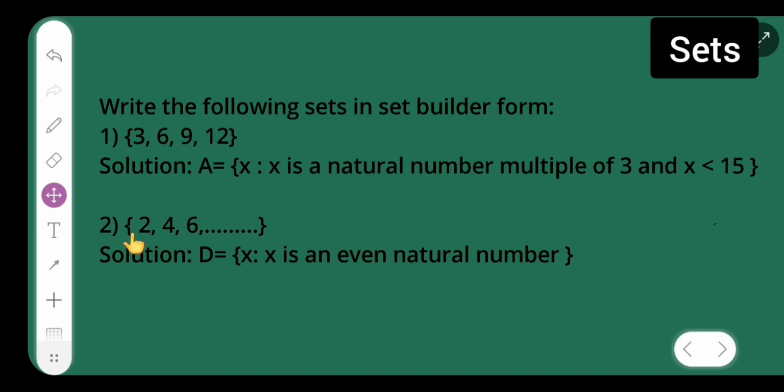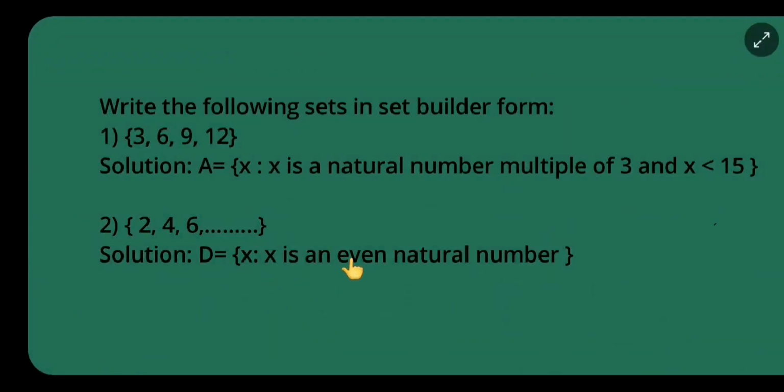Now, second one. Okay, so next the set is given as 2, comma, 4, comma, 6, right? The solution is what I have to write, this in set builder form. Okay, x is an even natural number, so these are all even numbers. You can see 2, 4, 6 is given, and they are all even numbers. Your odd numbers are not there, so you'll have to write a set where x is an even natural number. Okay, this way. So with this I'm done with today's lecture.